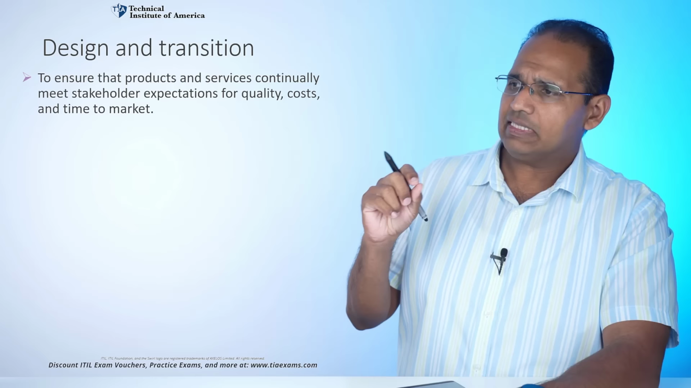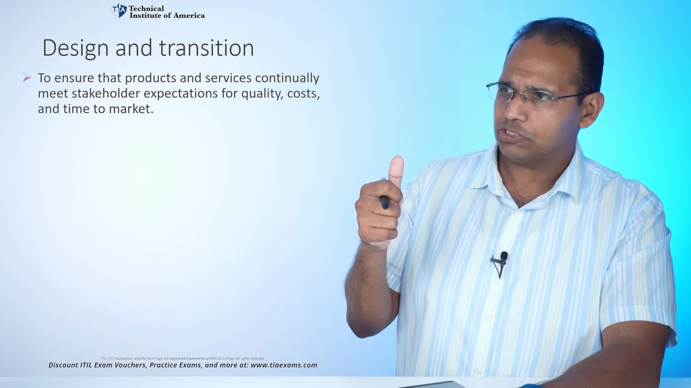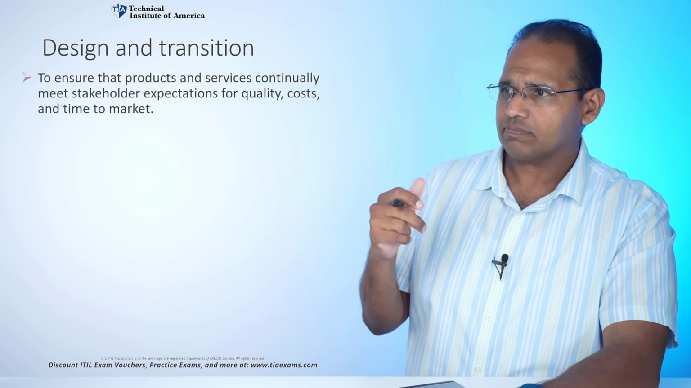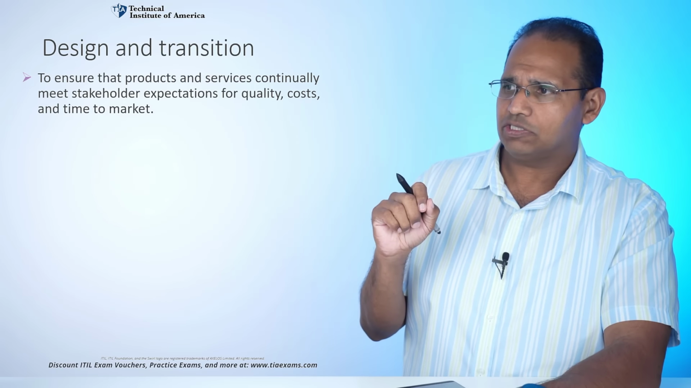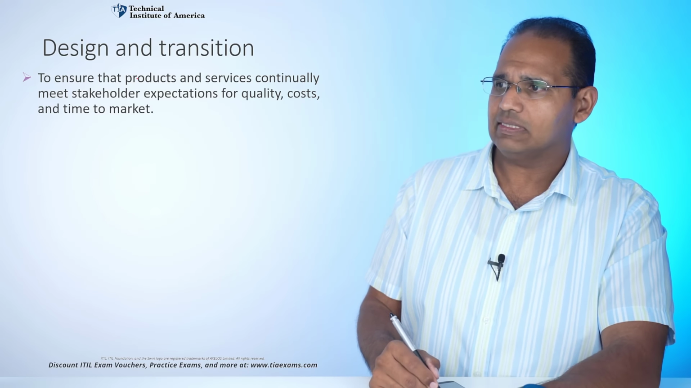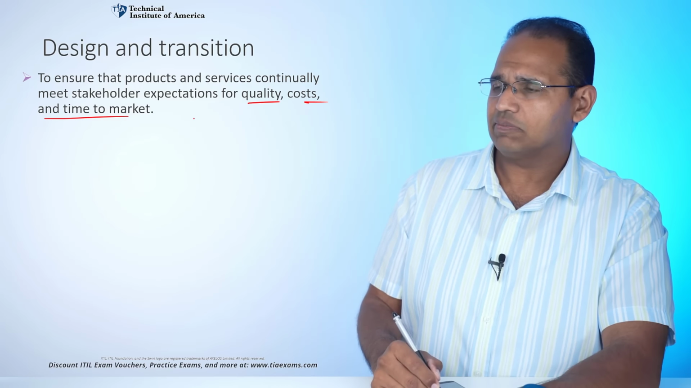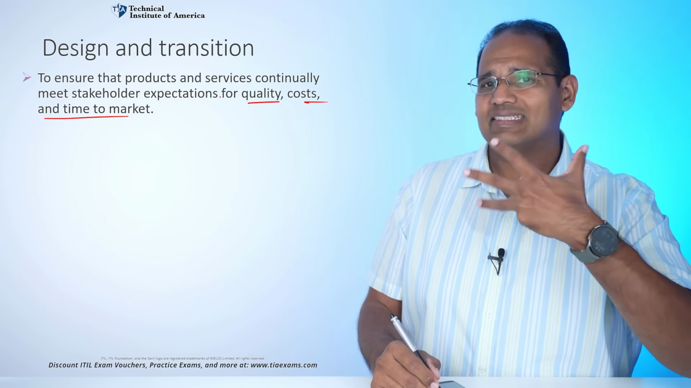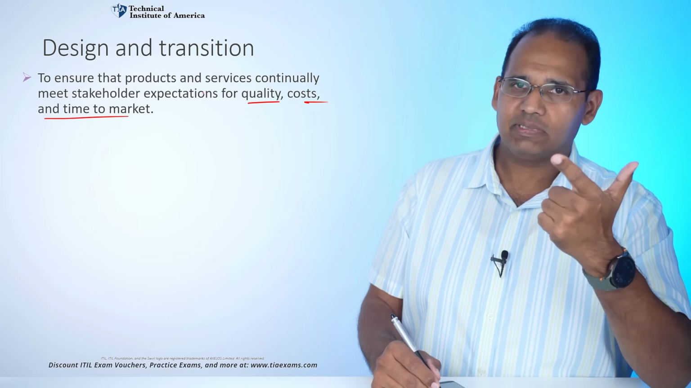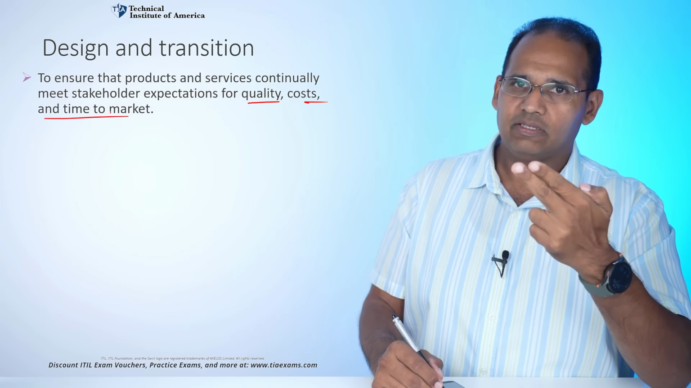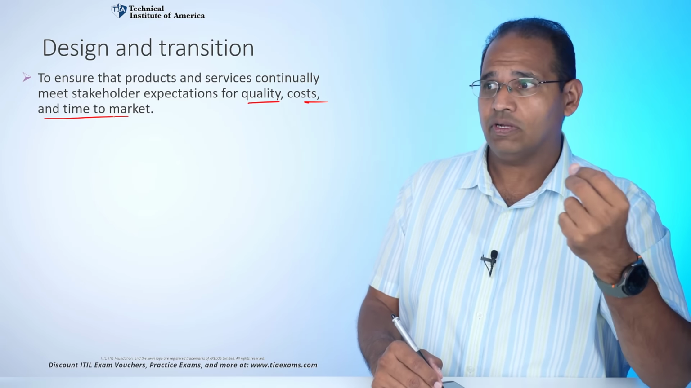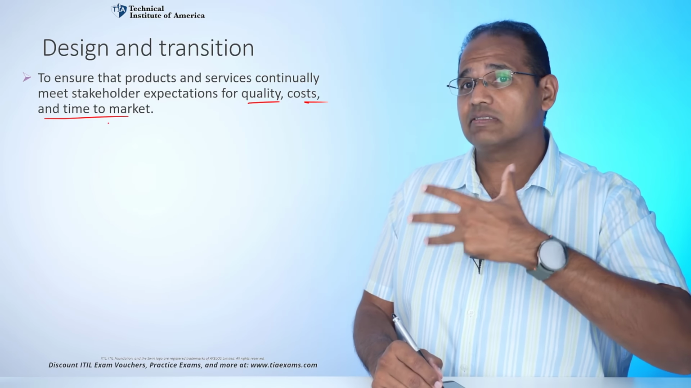Now, there's three things in the center, that cube: design and transition, obtain and build, and deliver and support. All right? So let's go here. The first one up, design and transition. To ensure that products and services continue to meet the stakeholders' needs for quality, cost, and time to market. Yes, we need to design services that are good quality. We need to make sure that they're optimally cost and they can reach market quick. In other words, it needs to be cheap, needs to be fast, and it needs to have good quality. That's everything everybody's looking for. So when we design a service, we need to make sure it meets those requirements.